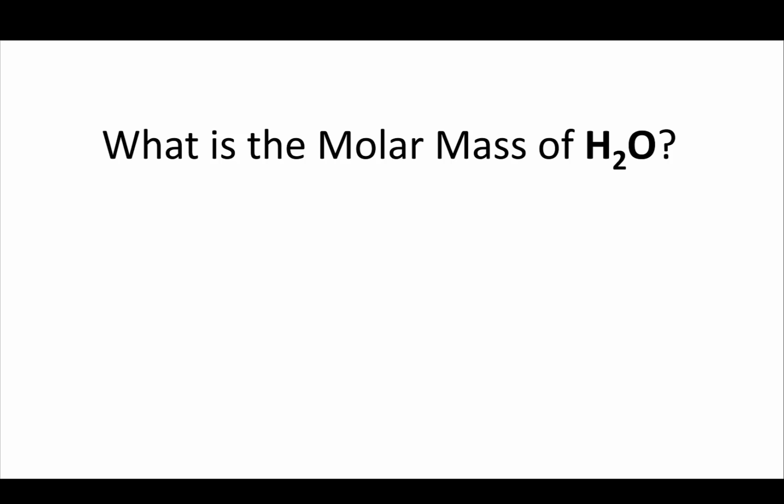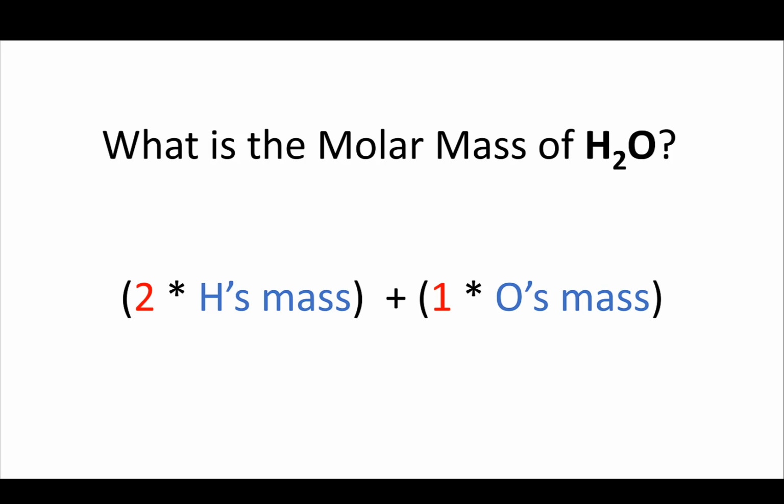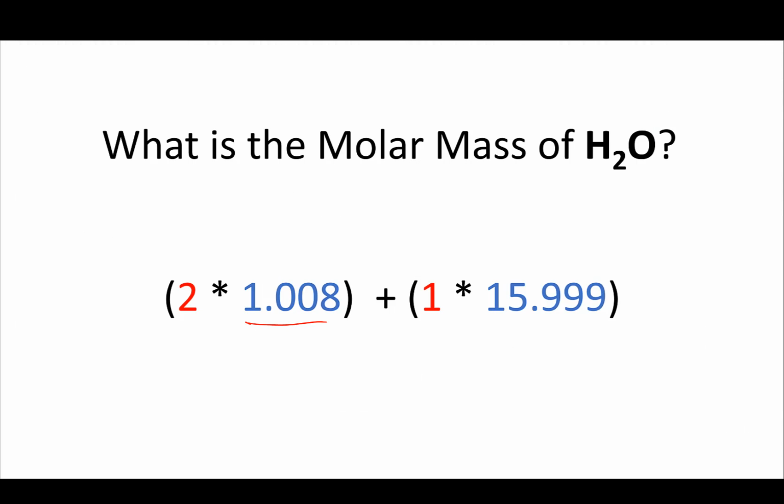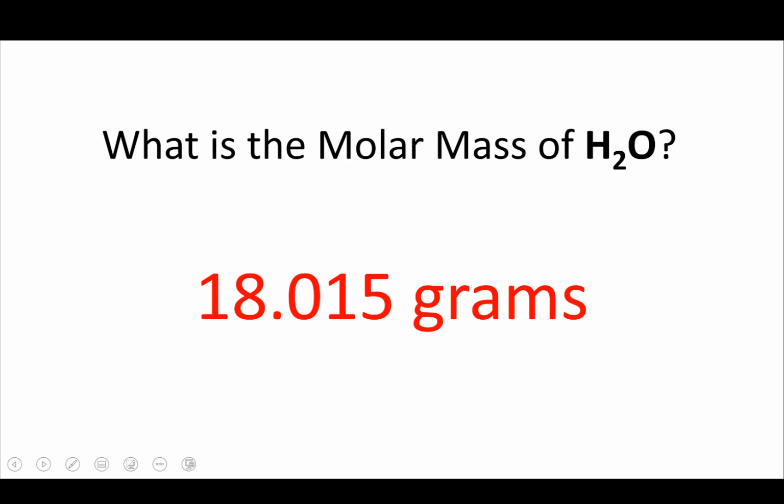As an example, what's the molar mass of H2O? So H2O has 2 copies of hydrogen and 1 copy of oxygen, so the mass will be 2 times hydrogen's mass plus 1 times oxygen's mass. So you look up hydrogen and oxygen on the table. Hydrogen has a mass of 1.008. Oxygen is 15.999, so you plug those in. 2 times hydrogen's mass, plus 1 times oxygen's mass, because I have 2 hydrogens and 1 oxygen. Put that into a calculator and you will get 18.015 grams.